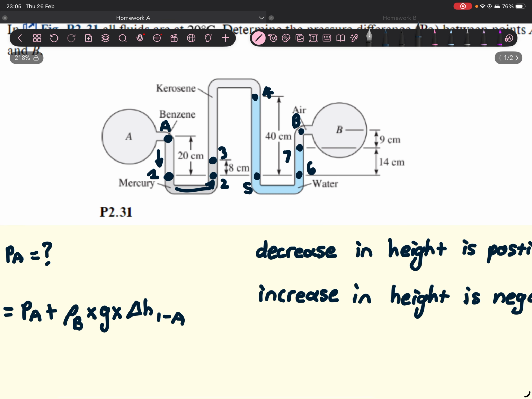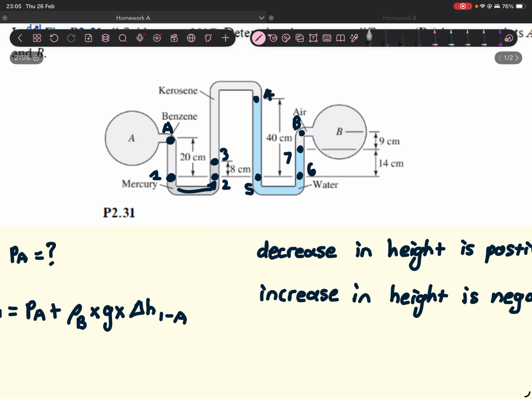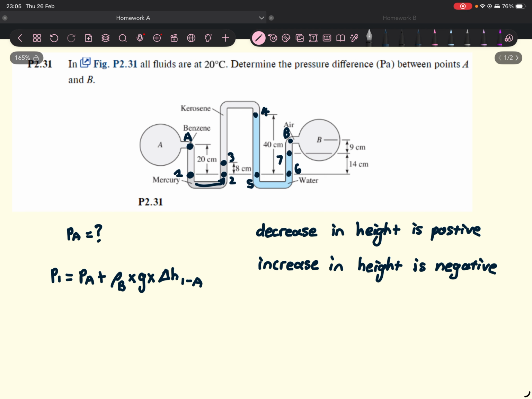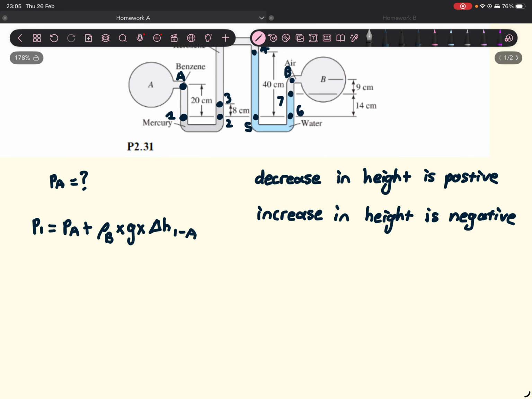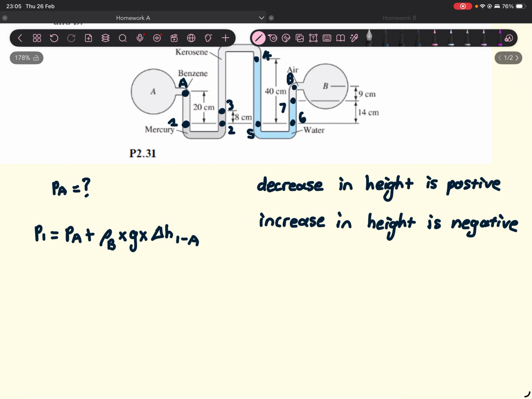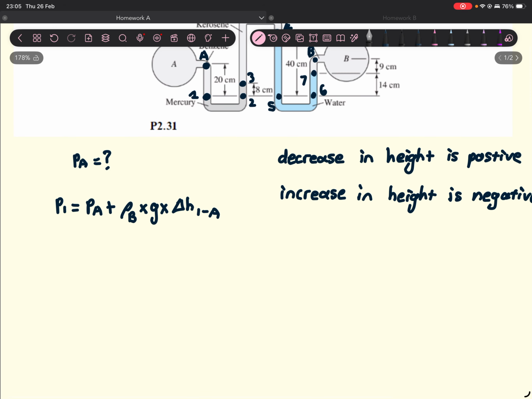The reason why we do this is because as you go down, your pressure increases, right? And then as you go up, your pressure decreases. So the pressure at this point over here will be less than the pressure at point 2, for example, right? So yeah, hope that kind of makes sense. So we are increasing, so that's why there's that plus sign, as we go from point A to point 1, right?